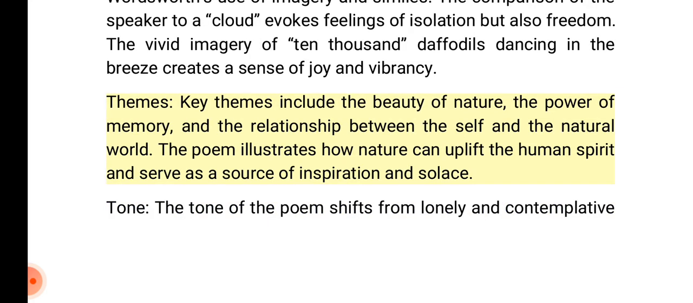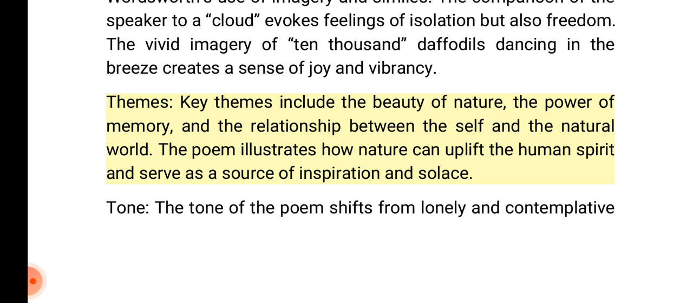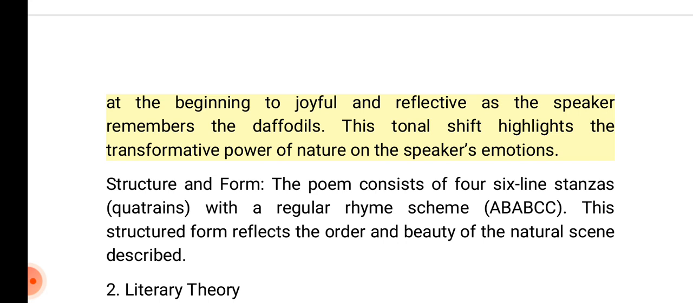Themes. Key themes include the beauty of nature, the power of memory, and the relationship between the self and the natural world. The poem illustrates how nature can uplift the human spirit and serve as a source of inspiration and solace. Tone. The tone of the poem shifts from lonely and contemplative at the beginning to joyful and reflective as the speaker remembers the daffodils. This tonal shift highlights the transformative power of nature on the speaker's emotions.